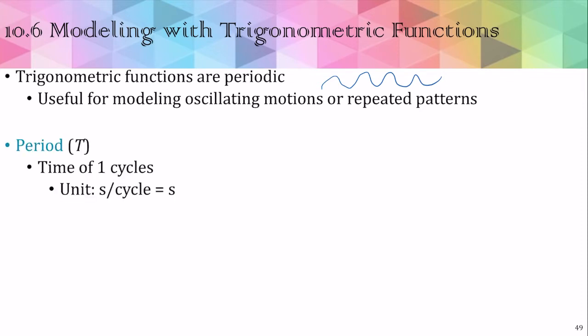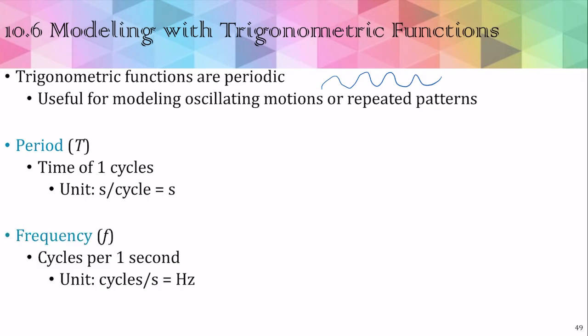The period is the time it takes for one complete cycle, and its unit would be seconds per cycle, or just seconds. The frequency is the cycles per 1 second, and its unit would be cycles per second, or a hertz. They are simply reciprocals of each other. Period is 1 over f, or f is 1 over the period.